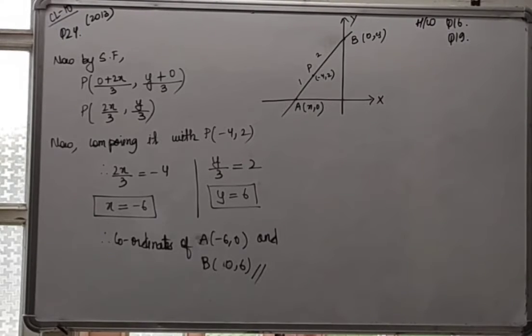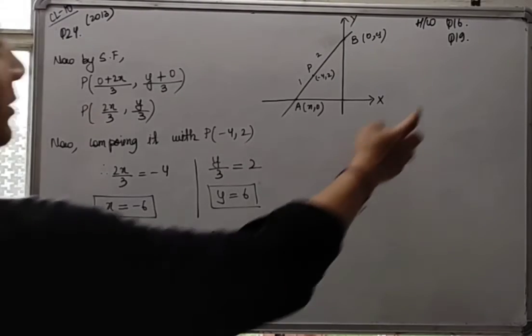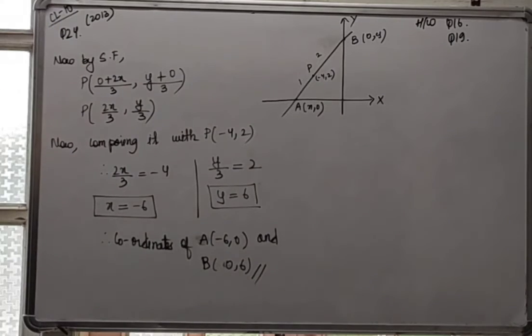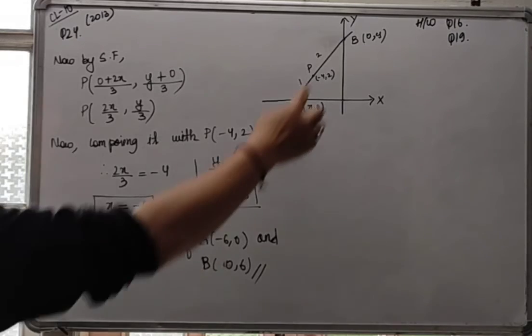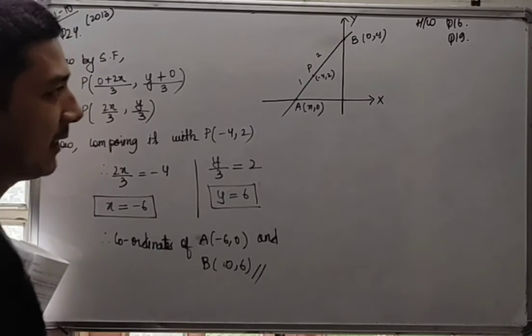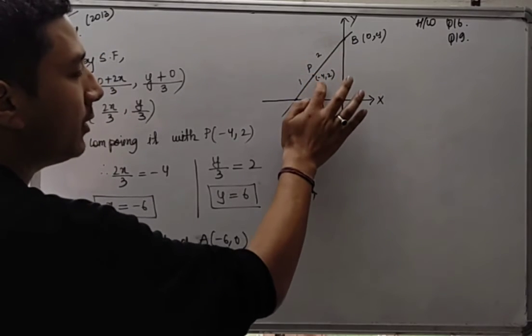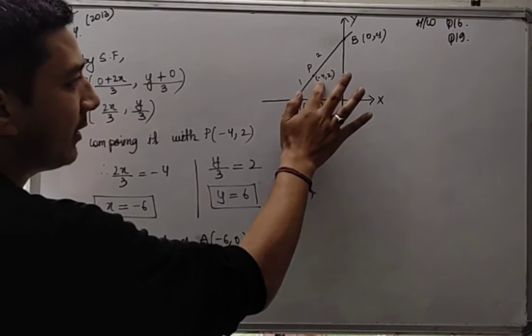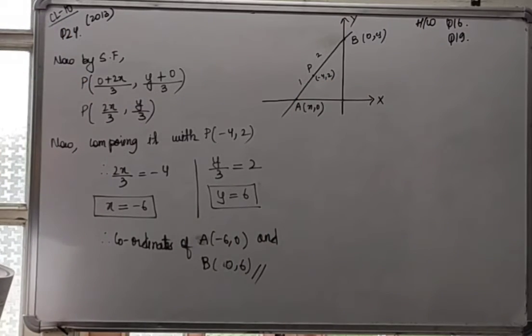All right, boys, please note down your homeworks. You'll do question number 16 and question number 19. Now I straight away move to question number 24, which is your ICSE 2013. The figure is given out here, where you can see AB is a line segment and P is a point in between which has coordinates (-4, -2). All right.